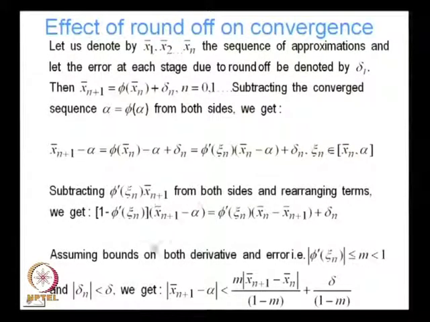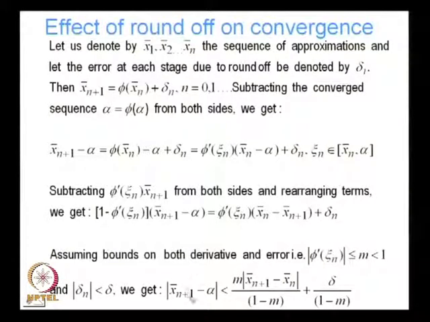We therefore get, by taking mod of both sides, mod of x bar n plus 1 minus alpha. If we take mod of this, what is this going to be? This is going to be 1 minus m, because mod of phi prime xi n is less than or equal to m minus 1. Then if I divide both sides by 1 minus m, this has also got bound m. So, phi m times mod of x bar n plus 1 minus x bar n divided by 1 minus m plus delta by 1 minus m. So, this gives me a bound on my x bar n plus 1 minus alpha.